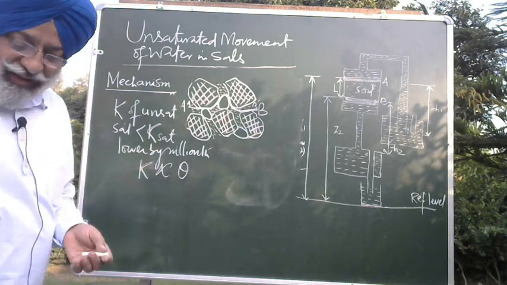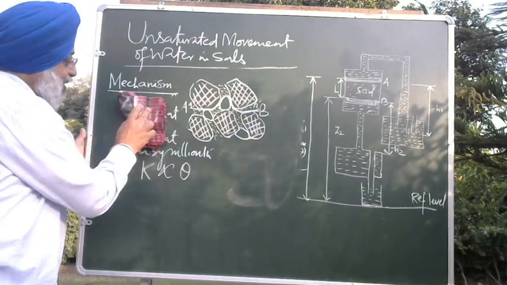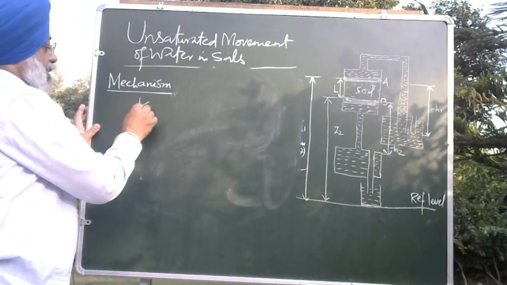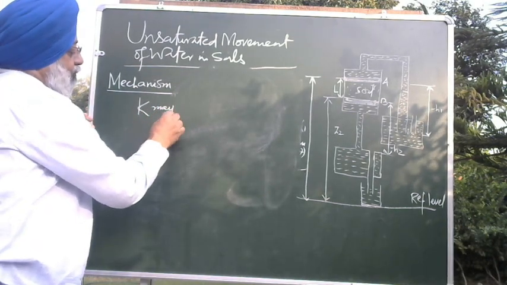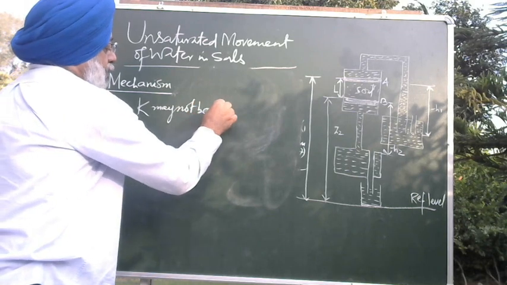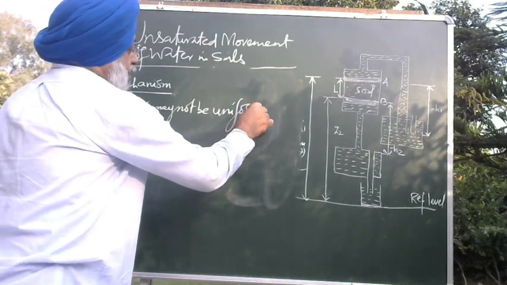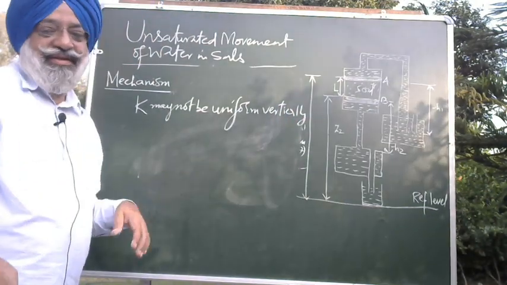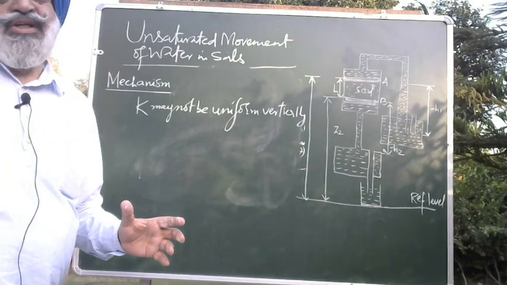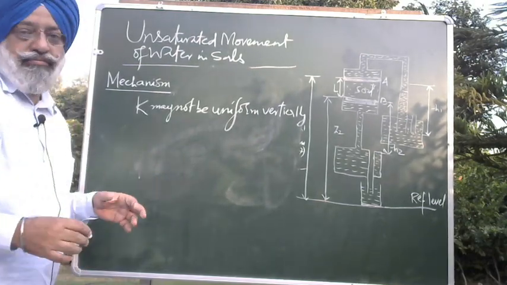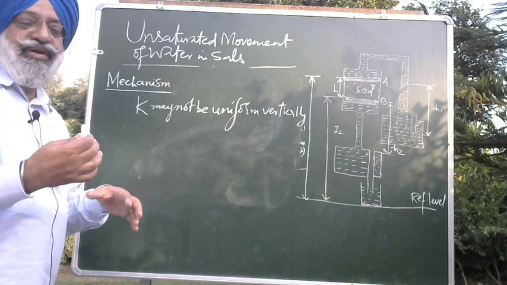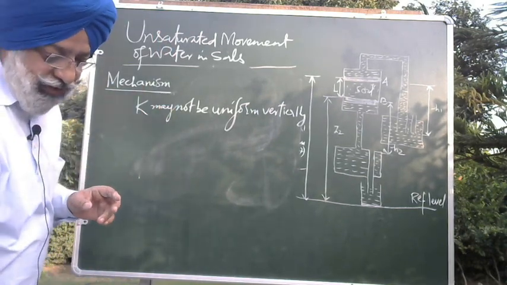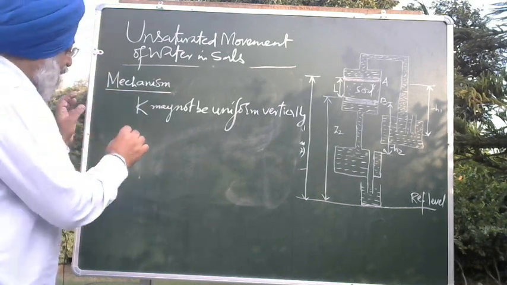The third thing is that this hydraulic conductivity may not be uniform vertically, because the soil has different layers. It is seldom that you have a homogeneous profile of soil. Soil may vary in texture from one layer to another. And what will happen to K? Let me show this with the help of a diagram.